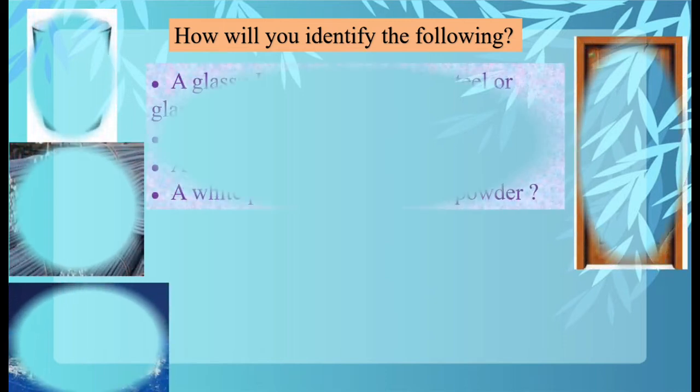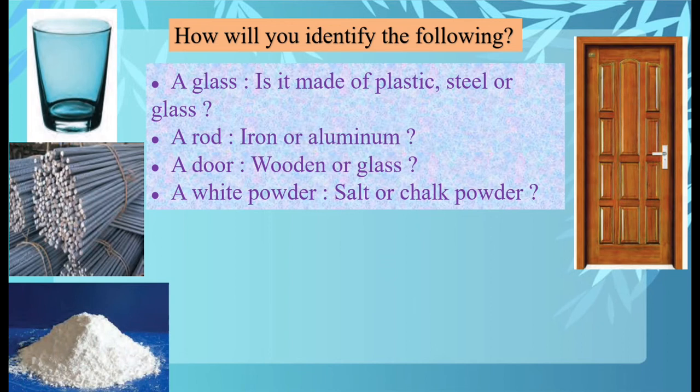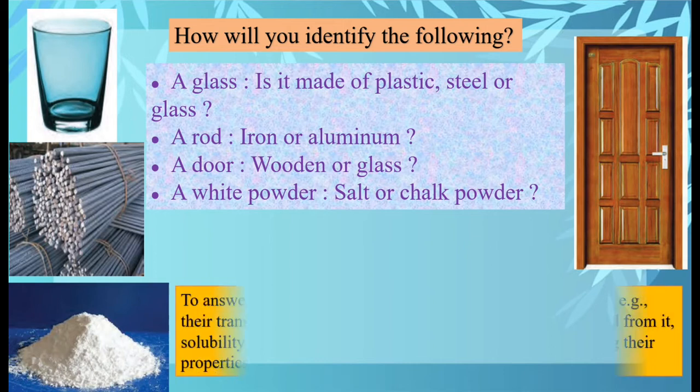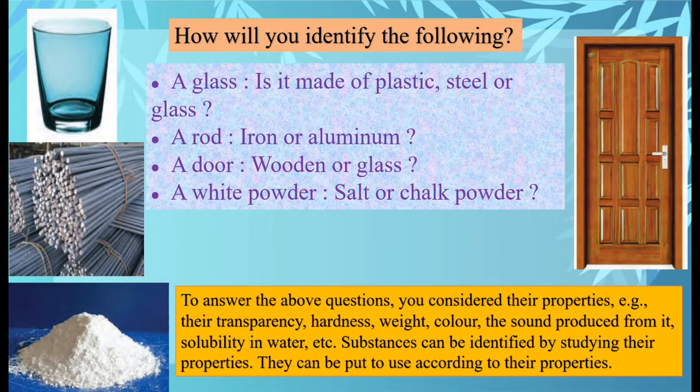Now, if I ask you a question, how will you identify the following? If you have a glass, whether it is made of plastic, steel or glass, how will you identify it? A rod, whether it is of iron or aluminium. A door, whether it is a wooden door or a glass door. A white powder, it could be salt or chalk powder. The answer to all these questions is that you consider their properties.